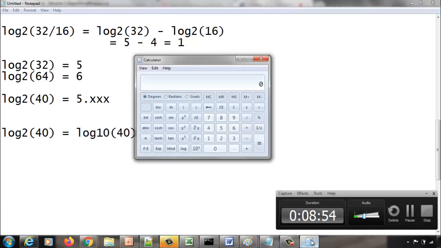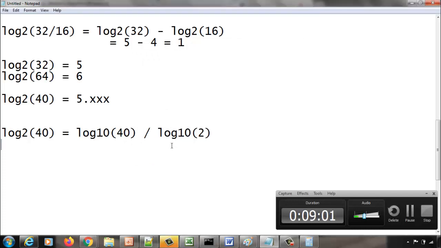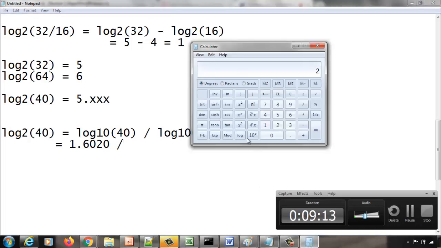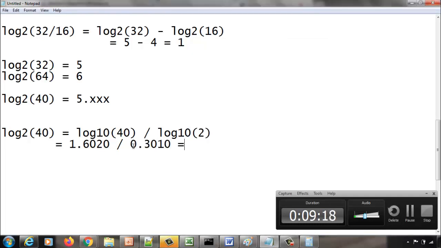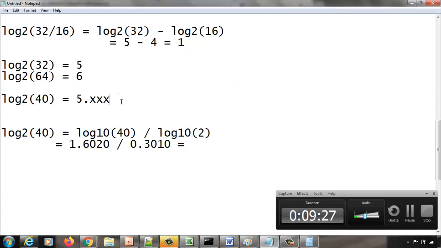So it's in the log calculator key. For 40, log to the base 10 is 1.6420 divided by log 2 to the base 10, 0.3010. So all you have to do is compute this ratio. It's 5.322. So that's why I said it's 5 point something.